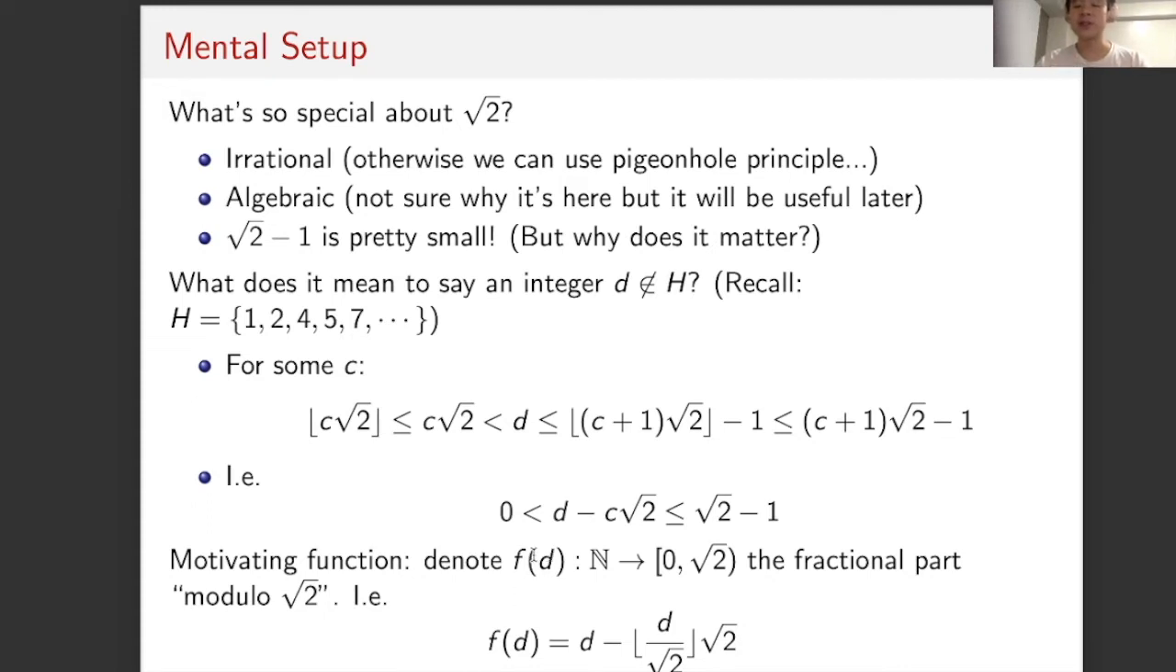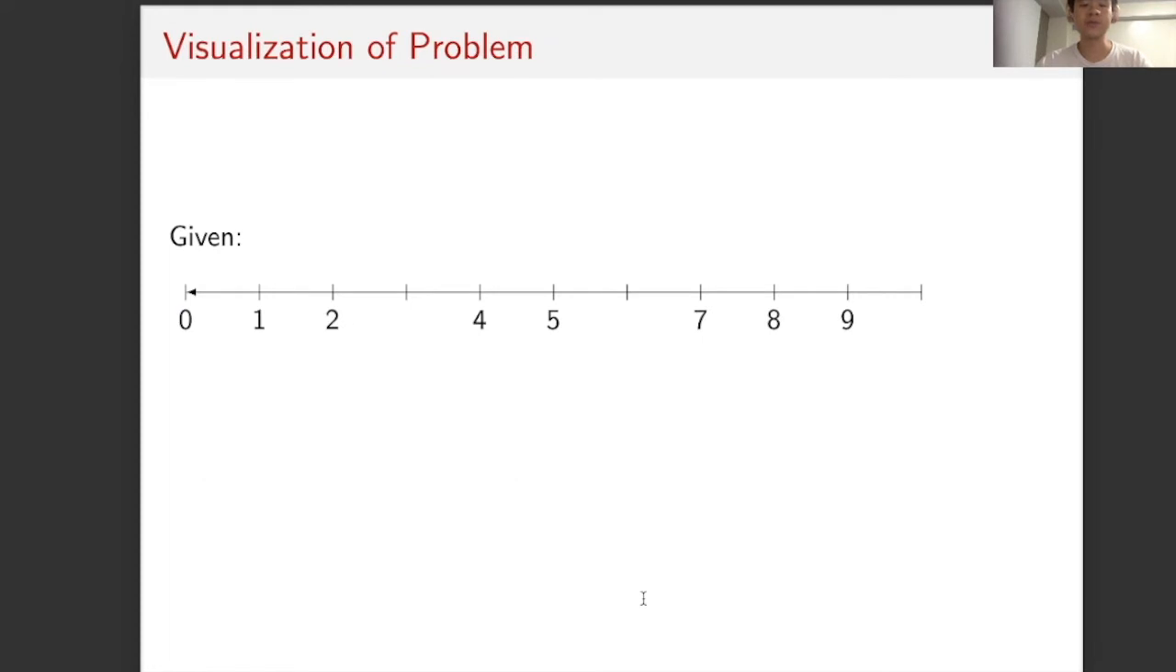So f of d is something that is between 0 and square root 2, and there exists a number c such that f of d equals d minus c square root 2. So in this case, our c will just be the floor of d divided by square root 2. Now, with this setup, it's a bit clearer how we want to visualize our problem.